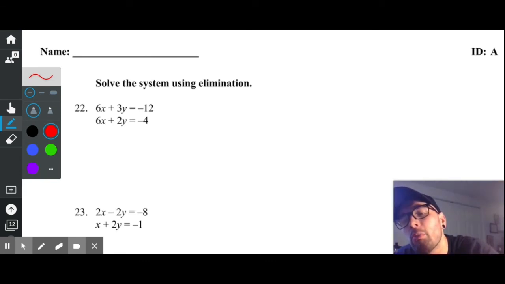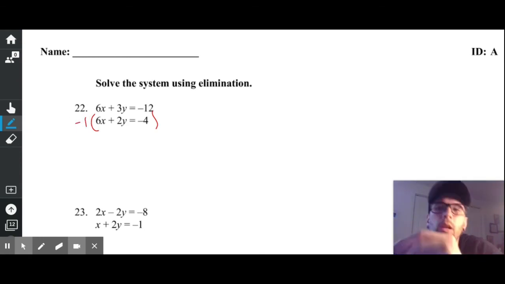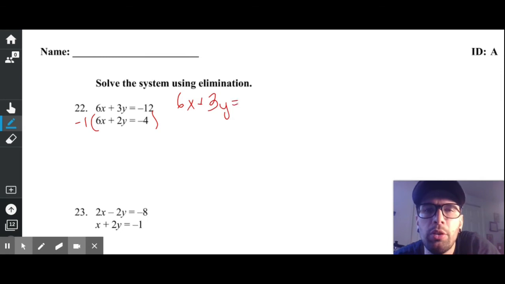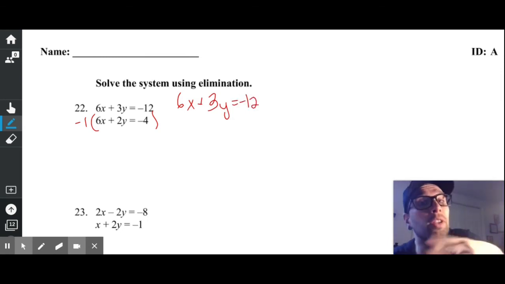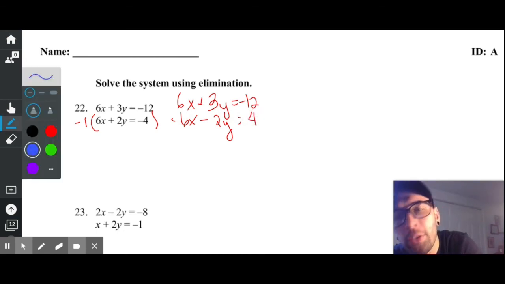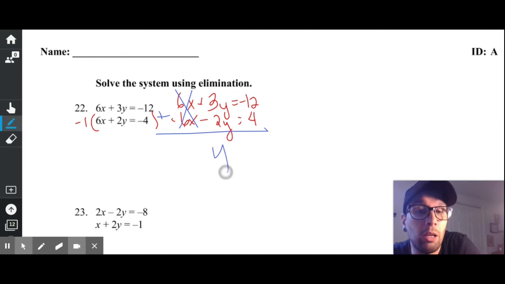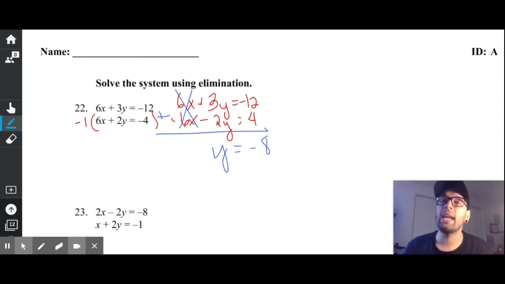So I'm going to take the top equation, well, the bottom equation, it doesn't really matter. I'm going to take the bottom equation and multiply it by negative 1. If I rewrite out the top equation, 6x plus 3y equals negative 12, and the bottom equation, multiply everything by negative 1, I get negative 6x minus 2y equals positive 4. I took everything on the bottom and made it the opposite. Now, when I add the equations, 6x and negative 6x cancel out. 3y minus 2y is y, which makes life easy. And negative 12 plus 4 is negative 8. So y is negative 8.